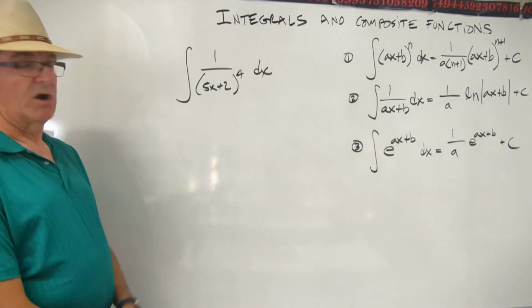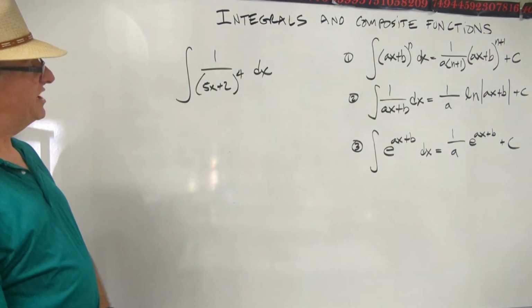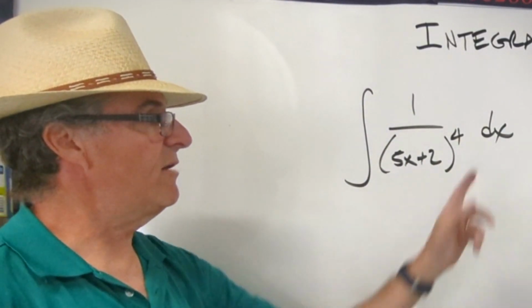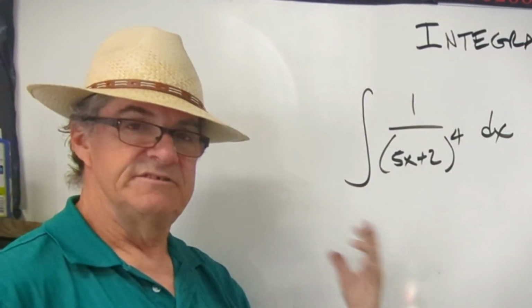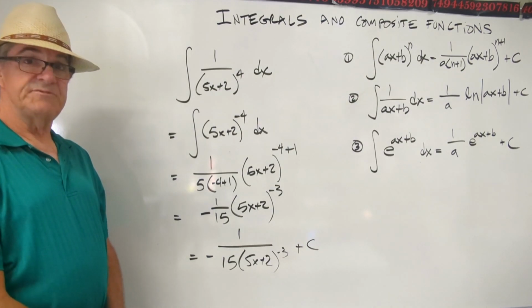Okay, let's do one more. We're just increasing the difficulty level a little bit. So why don't you take a look at that one? You have 1 over 5x plus 2 to the 4th power dx. So go ahead and see what you can do with that. Take the integral for that expression. Okay, a few more steps to this one.